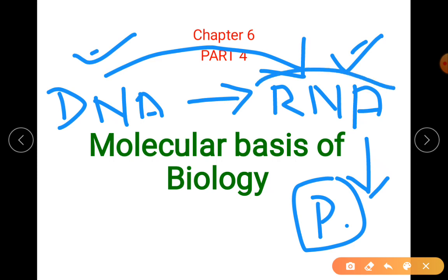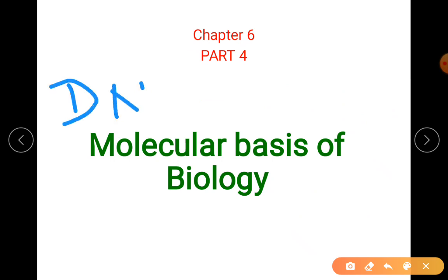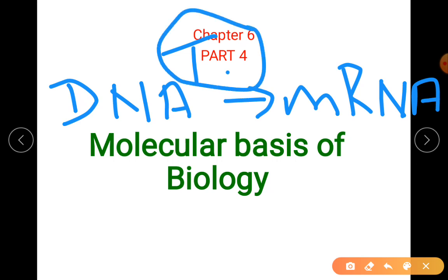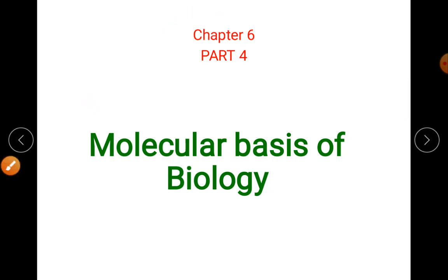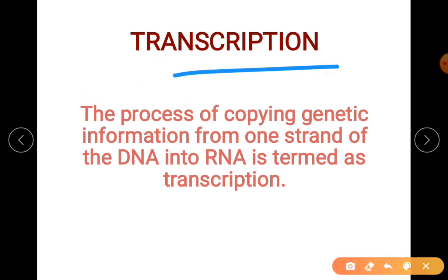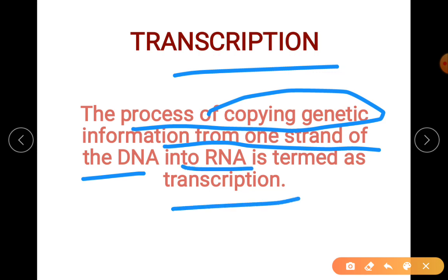So we are producing RNA. In short, we say DNA produces mRNA, which is called your transcription. So today we are studying this process, transcription process, in detail. Okay, so replication is done. Today we are studying the transcription. So what is transcription? 1 mark question. If it is asked, you have to write the answer. The process of copying genetic information from one strand of DNA into RNA is termed as transcription.